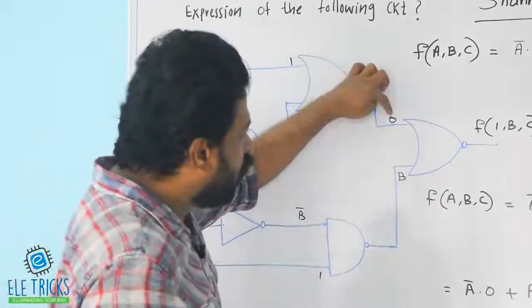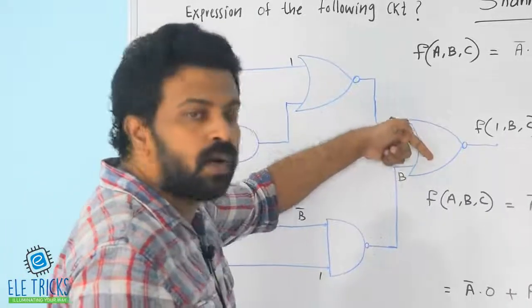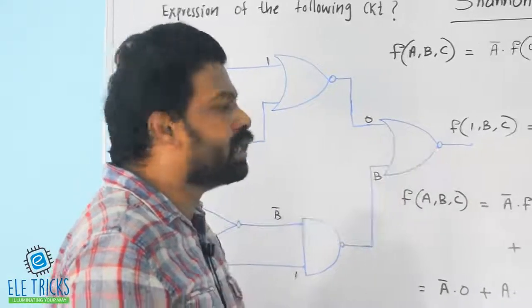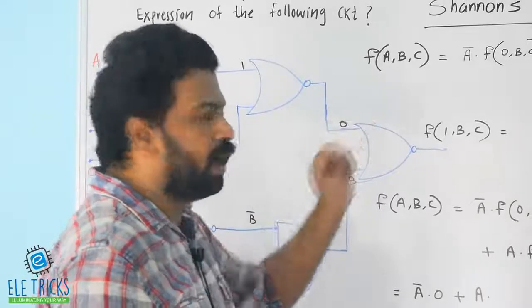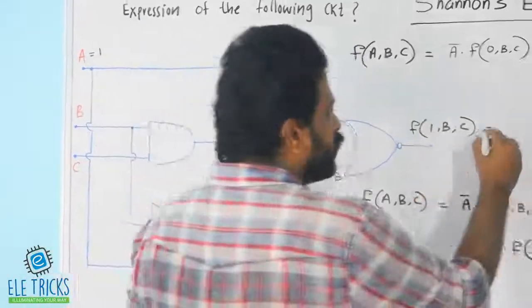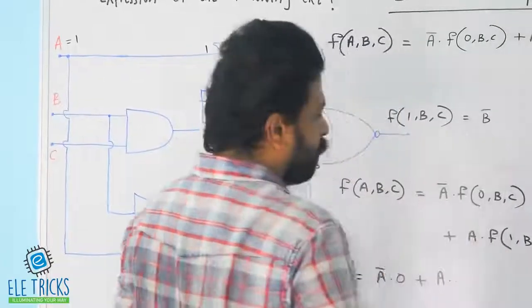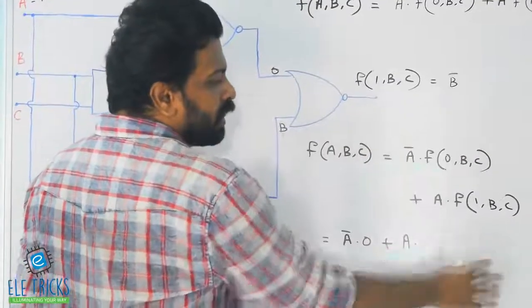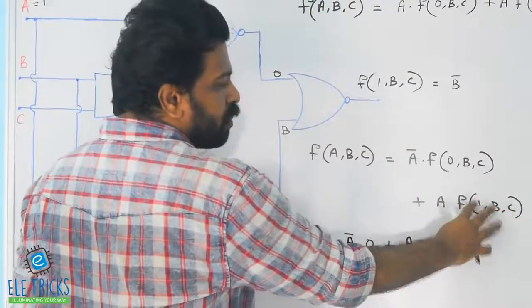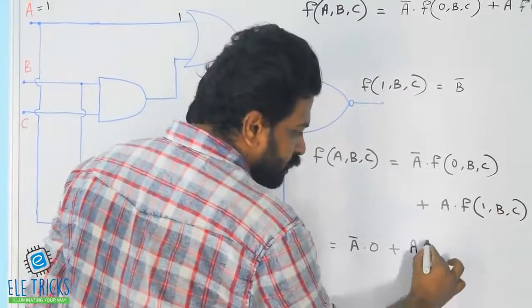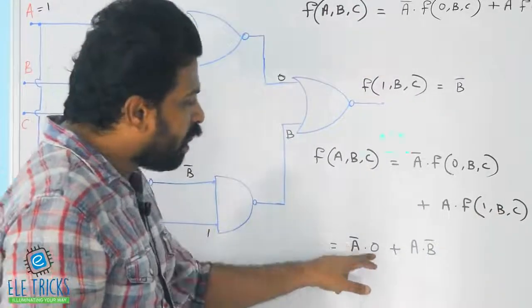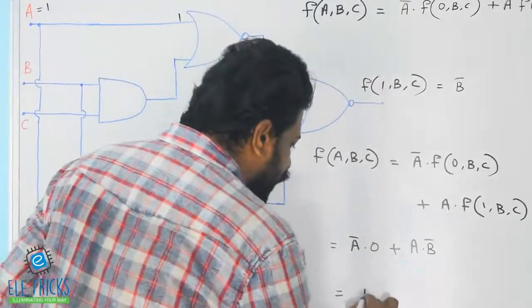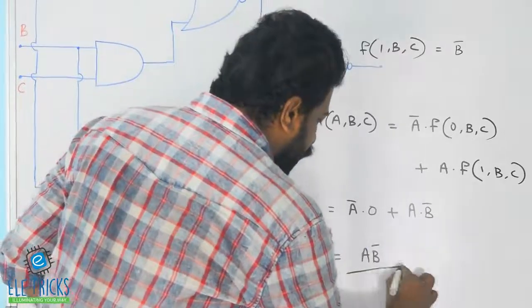Now you have 0 and B applied to what? Applied to a NOR gate. So 0 and B applied to a NOR gate will result in 0 plus B whole bar, and that is equal to B bar. So f of 1 comma b comma c is equal to B bar. Now we can substitute for f of 1 comma b comma c over here. This is B bar. Now a bar into 0 is 0, a into b bar is a b bar. So the final simplified answer for this question will be a b bar.